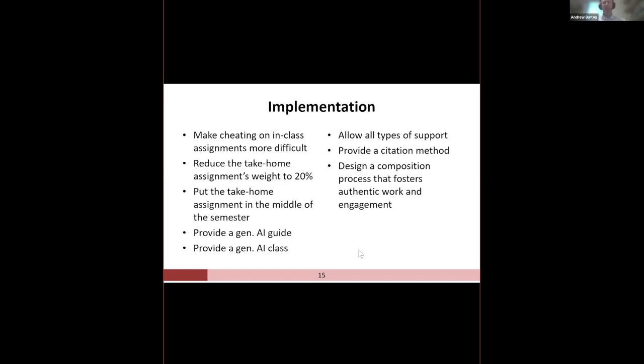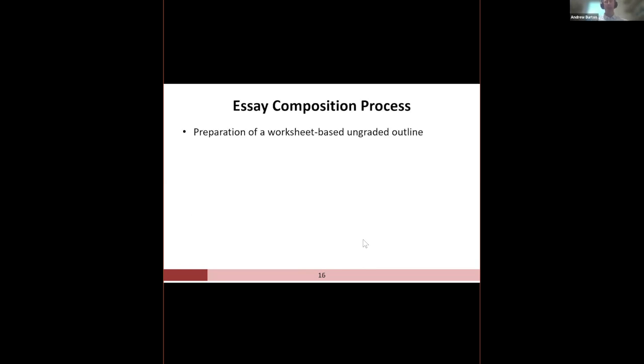Another aspect of what I'm doing is to try to create a composition process that fosters authentic work and student engagement. Let me show you how I try to make that happen. A first step in writing this essay is that students must fill out a worksheet that is an outline. So they're planning their essay using this worksheet that I provide. Then they will submit that outline to me through Omnivox.